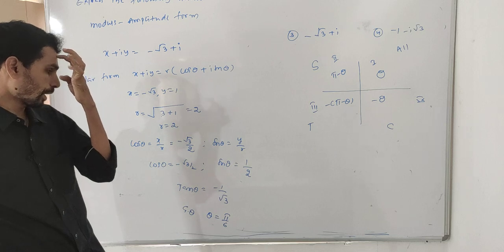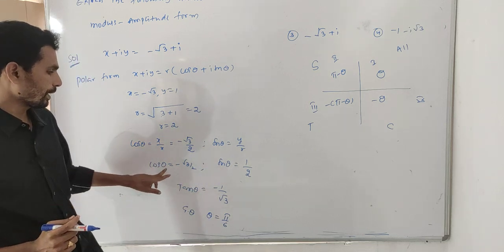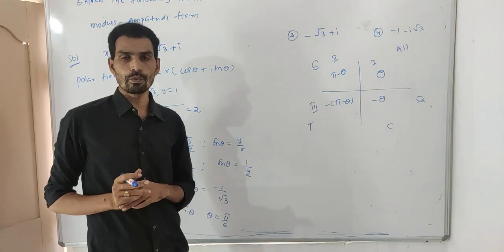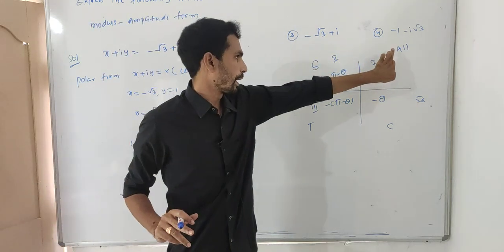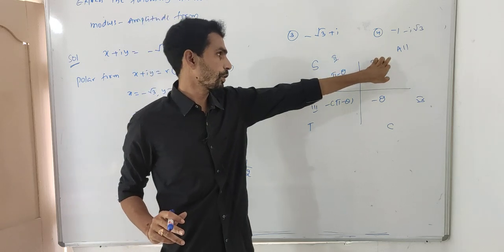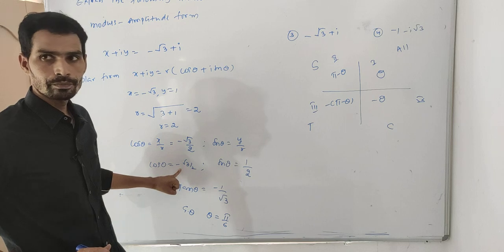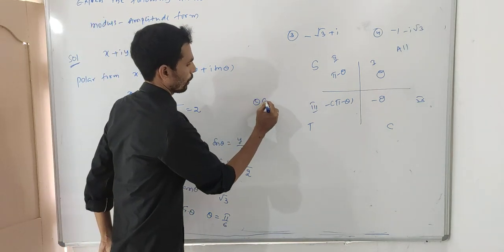But according to our formula, what formula? Sin is positive, cos and tan are negative. Where is sin positive? All silver tea cups. So either first quadrant or second quadrant, sin is positive. But in the first quadrant all are positive. But here tan and cos are negative. So theta belongs only to the second quadrant.